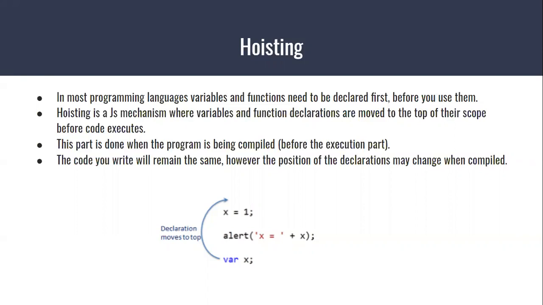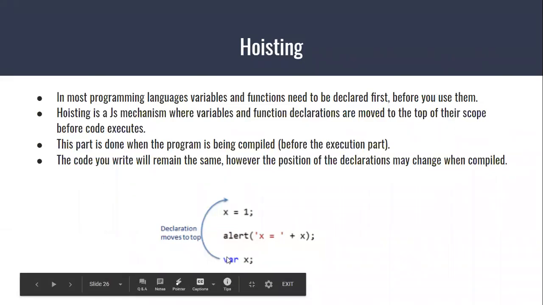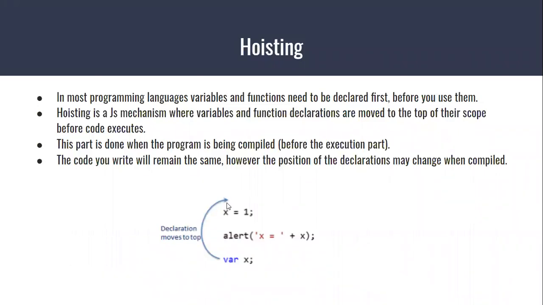But in JavaScript, hoisting is a mechanism where variables and functions can be moved to the top of their scope before the code executes. So it's really weird. You could have it defined way at the bottom, but if your engine says, what is X? It tries to figure out where X is, and it basically moves it to the top. It's very strange. I would never code in this way. It's just something that JavaScript does. It's so quirky, right? It's just something to be aware of when it's executing. This part is done when the program is compiled, before it's executed.